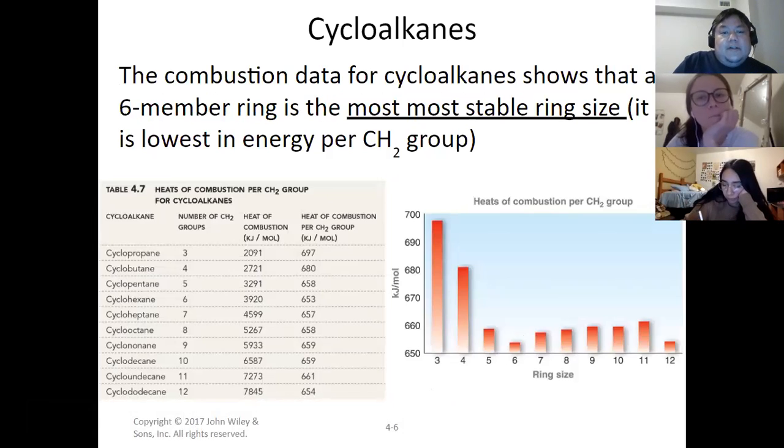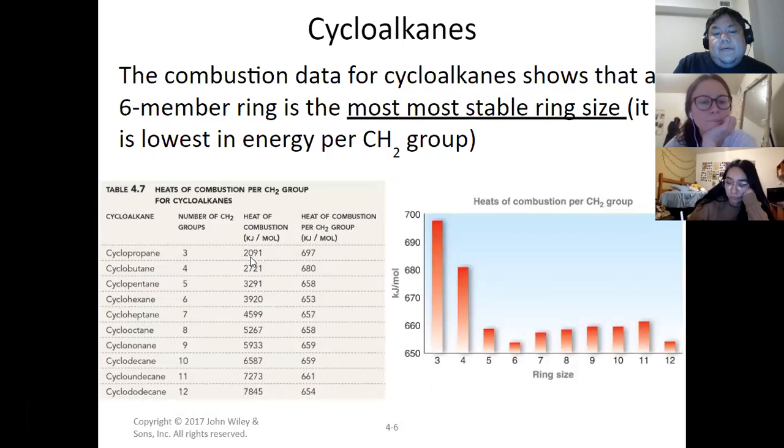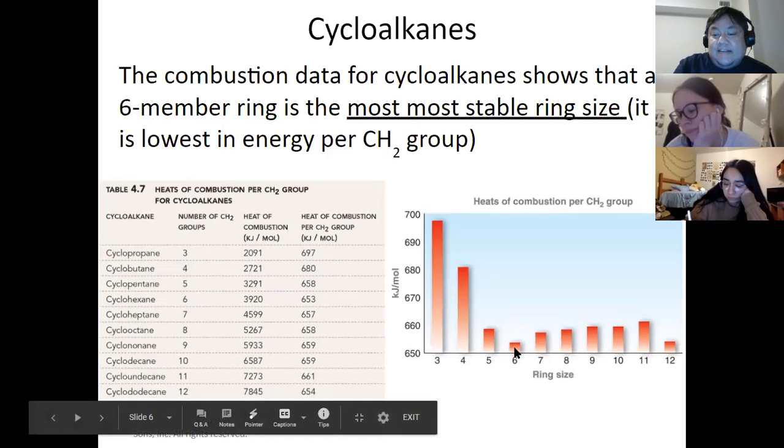Heat of combustion versus heat of combustion per CH2. If you look at heat of combustion, it's how much combustion energy it takes to burn the entire ring. That always increases from a three-membered ring to four to five to six, seven, right? It's always increasing. If we look at heat of combustion per CH2, the biggest is our three-membered, four-membered, five-membered, then six, and then it slowly goes back up until we get to 12.